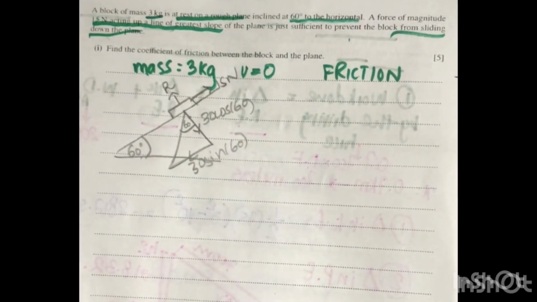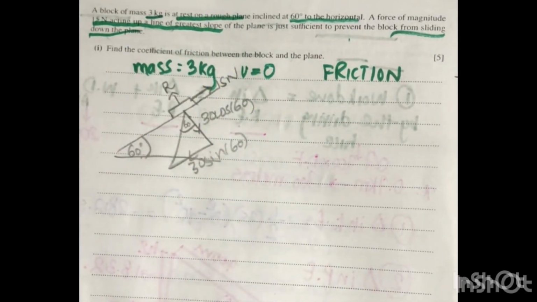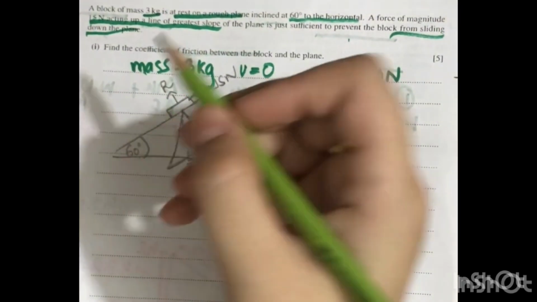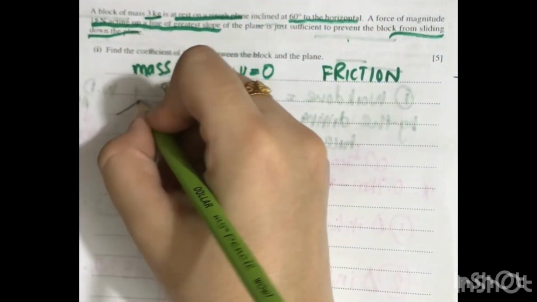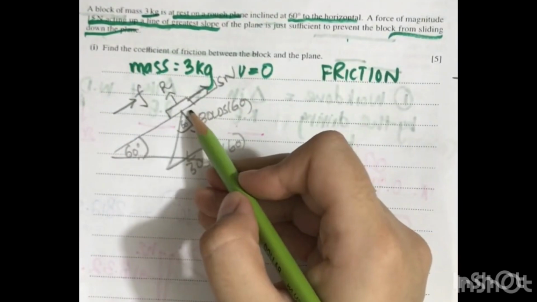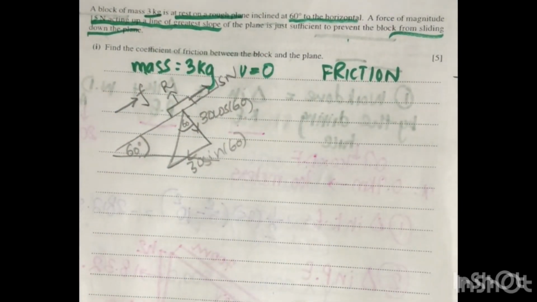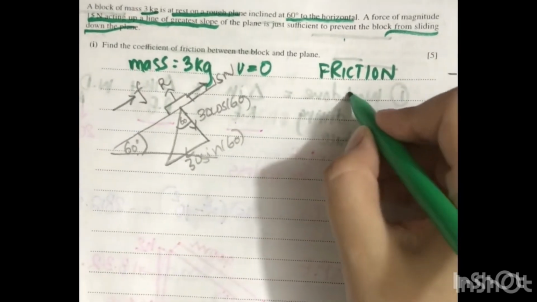So they've told us that the 15 Newton force is preventing the block from sliding downwards, which means the natural direction of the movement is downwards, which means the friction will be acting in the opposite direction, which means it will be acting with the 15 Newton force. And since we know that the block is not moving, acceleration is 0.